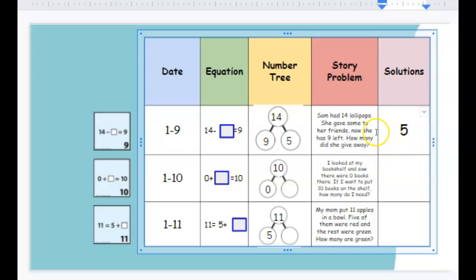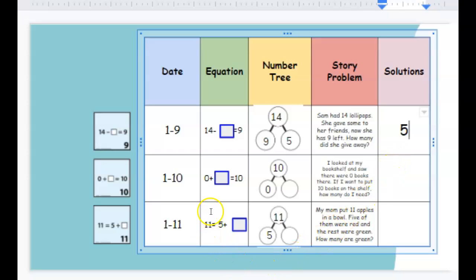Let's look at the story that went with it. Sam had 14 lollipops. She gave some to her friends. Now she has 9 left. How many did she give away? So think about what we just did. She had 14, she gave some away, and now she has 9. And how many did she give away? Right, 5, because 14 minus 5 equals 9.